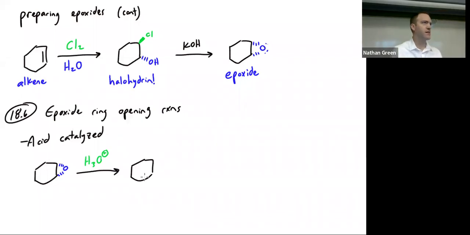Transdiol. Fantastic. One of these OHs is going to be on a dash, and one of these OHs is going to be on a wedge. Now I'm putting them in different colors just to differentiate them, but you wouldn't know which OH is which. This is a transdiol.